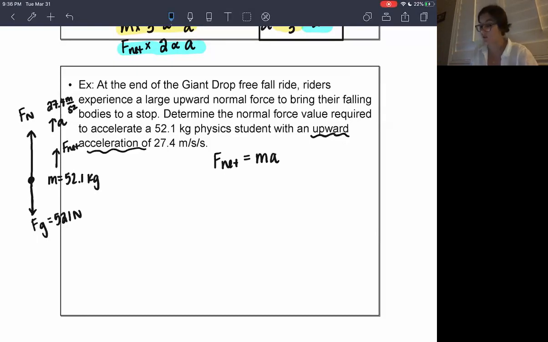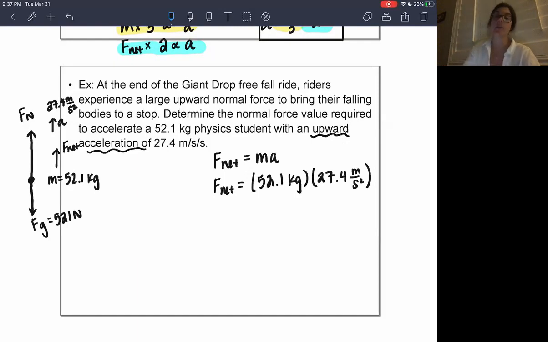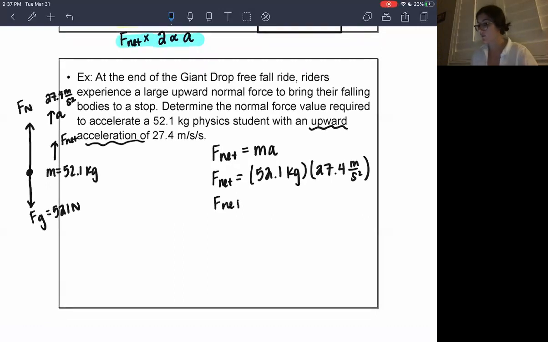I'm going to plug in what I know and solve for what I don't know. I don't know my net force, but I do know my mass and I do know my acceleration. So I'm going to plug those into my equation. So 52.1 kilograms is my mass, and then my acceleration is 27.4 meters per second squared. So if I want to know what my net force is, I just have to multiply these together. And here's where your calculator is going to come in handy. So when I multiply 52.1 times 27.4, I get a fairly large number. I get a net force of 1,427.54 newtons. Wow, that is a lot of net force.